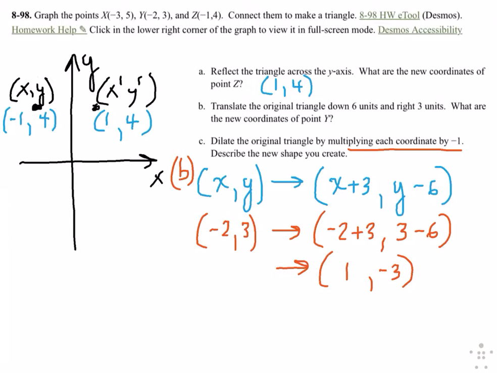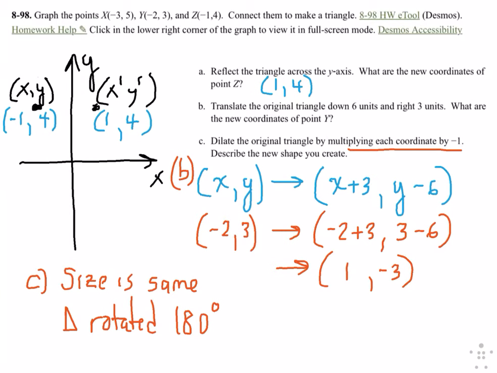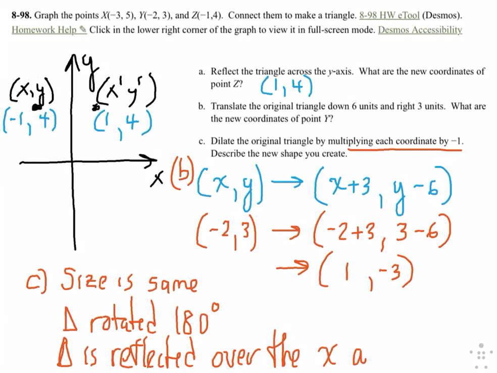So for C, we would say the size is the same, because multiplying by 1 or negative 1 is the same. But the triangle is rotated 180 degrees. And I would even accept that the triangle is reflected over the x and y axes. That shows a true understanding of what's actually happening.